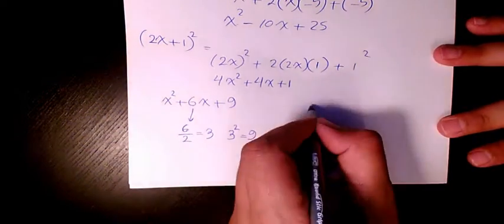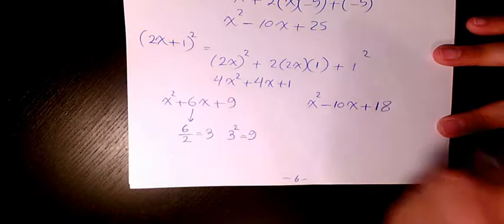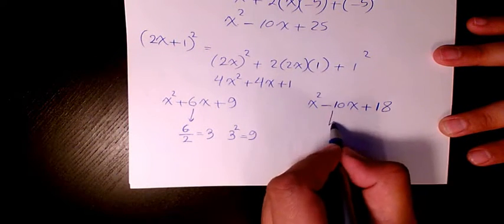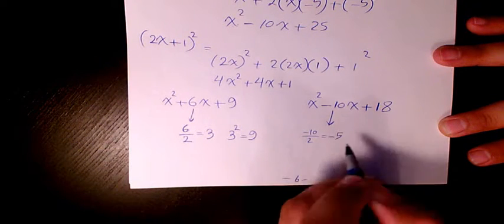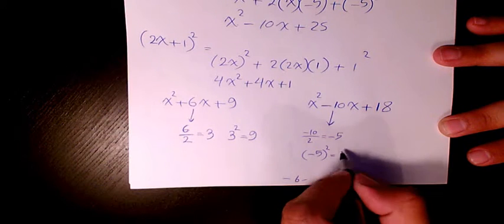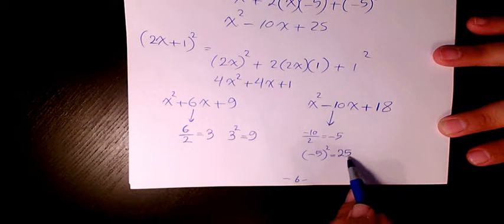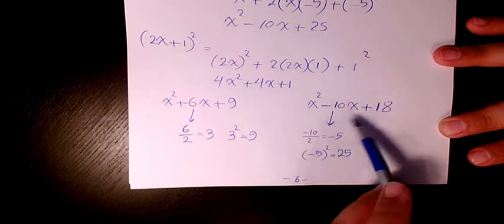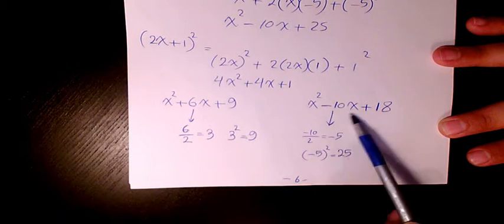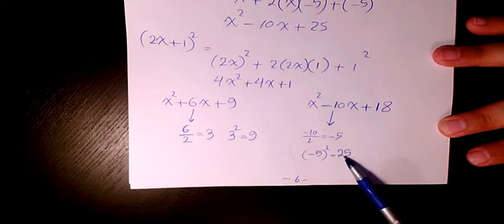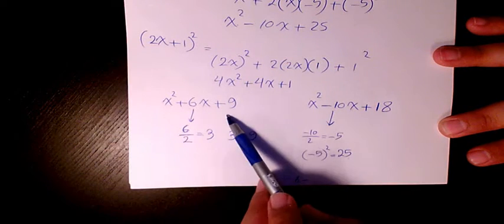Let's do another example. x squared minus 10x plus 18. The coefficient of x is negative 10. Negative 10 divided by 2 is negative 5. Negative 5 to the power of 2 is 25. These two numbers don't match. They are not equal. So we conclude that this trinomial is not a perfect square trinomial. Why? Because these two numbers are different. But in the other examples, these two numbers are the same, so we have a perfect square.